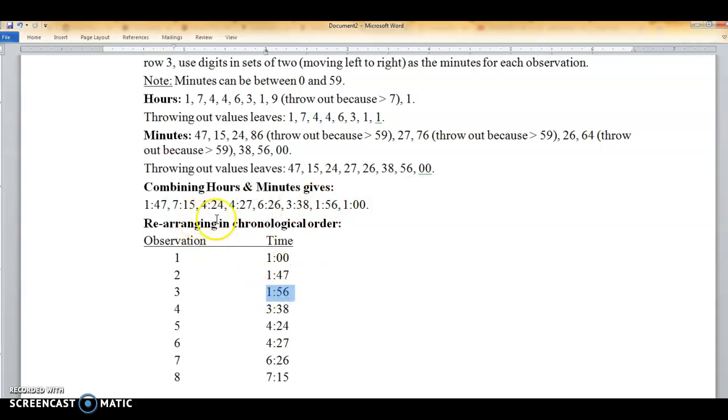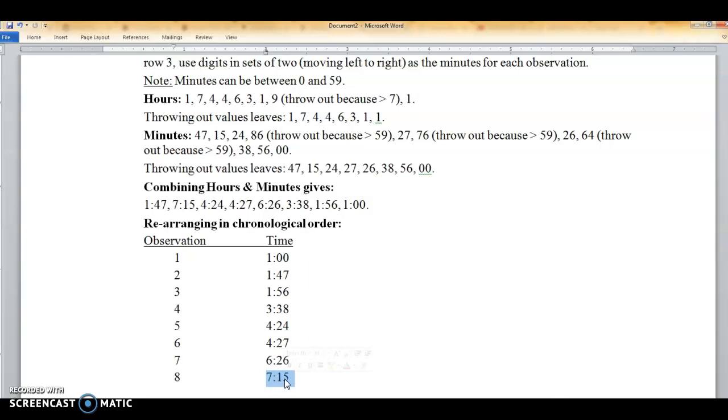The fourth observation, the next one from the lowest, is going to be 3 hours and 38 minutes into the day. The next observation, in terms of chronological order, is going to be 4 hours and 24 minutes into the day. The next one is going to be 4 hours and 27 minutes, which was the fourth one in. The seventh one in is going to be 6 hours and 26 minutes. And finally, the latest observation based on the period from 0 hours to 7 hours and 59 minutes is going to be 7 hours and 15 minutes into the workday.